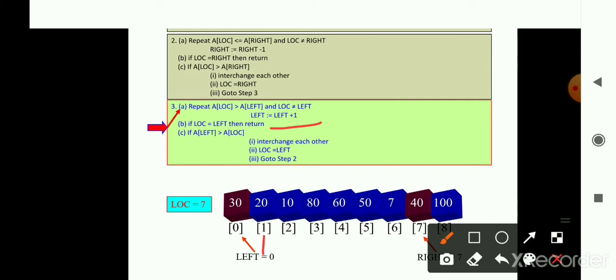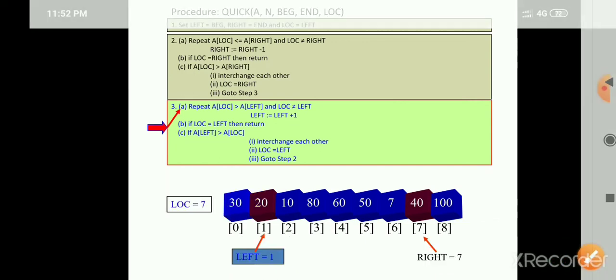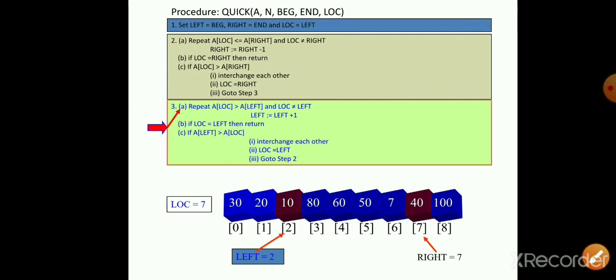Again we are going to check here, is 40 greater than 20? Again it is not greater than 20, so we have to go for left is equal to left plus 1. We are moving to the next position, that is 10 here. So here always we are going to check the actual position. Now we are moving to the next position, that is 80. Again we are going to check the 40 and 80. The 40 is less than 80.